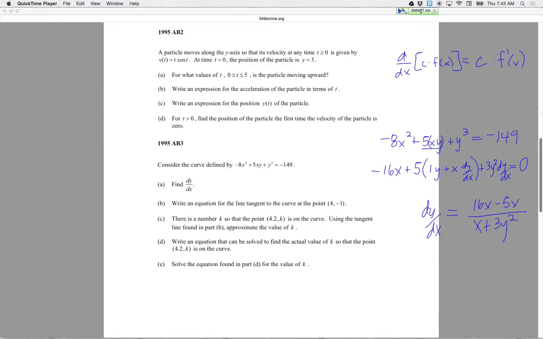Is it a 5x or 5y on top? Is that a 5x or a 5y? I think it's supposed to be a 5y.